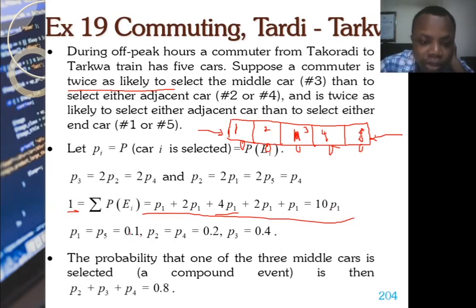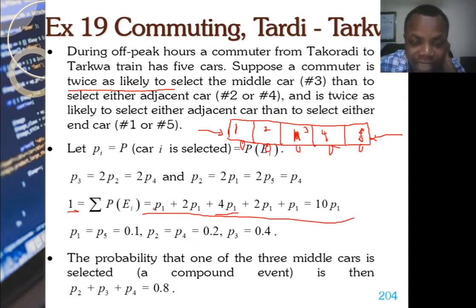0.1. So in this case, our P1, which is the same as our P5, remember that the probability of car 1 and the probability of car 5 are the same. So it means that P1, the probability of the commuter selecting car 1 and that of car 5, is equal to 0.1, meaning that there's a 10% chance of the commuter selecting car 1 or car 5. Also, we could look at the probability of car 2 and that of what? Car 4.